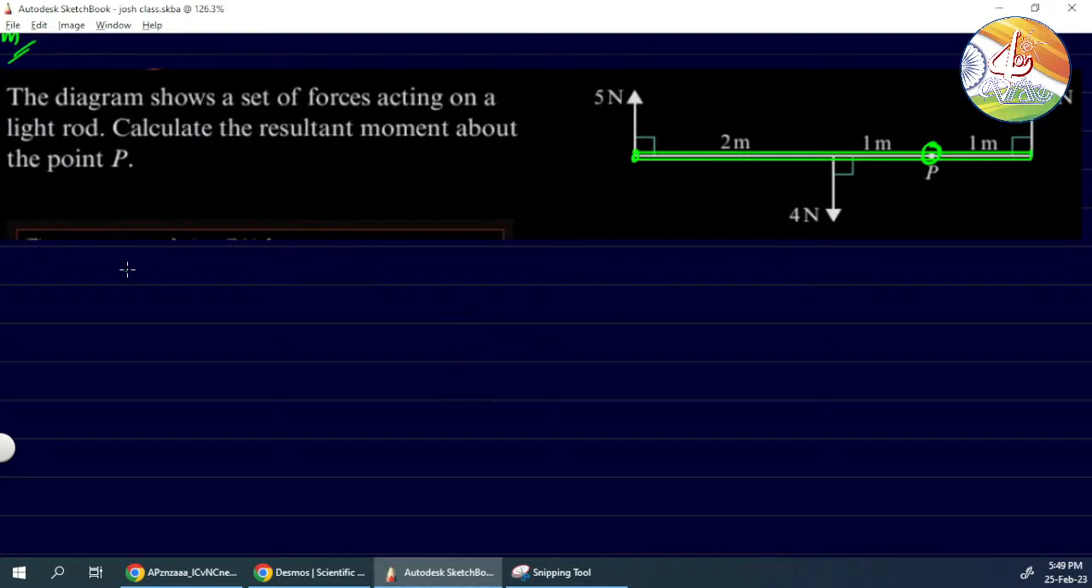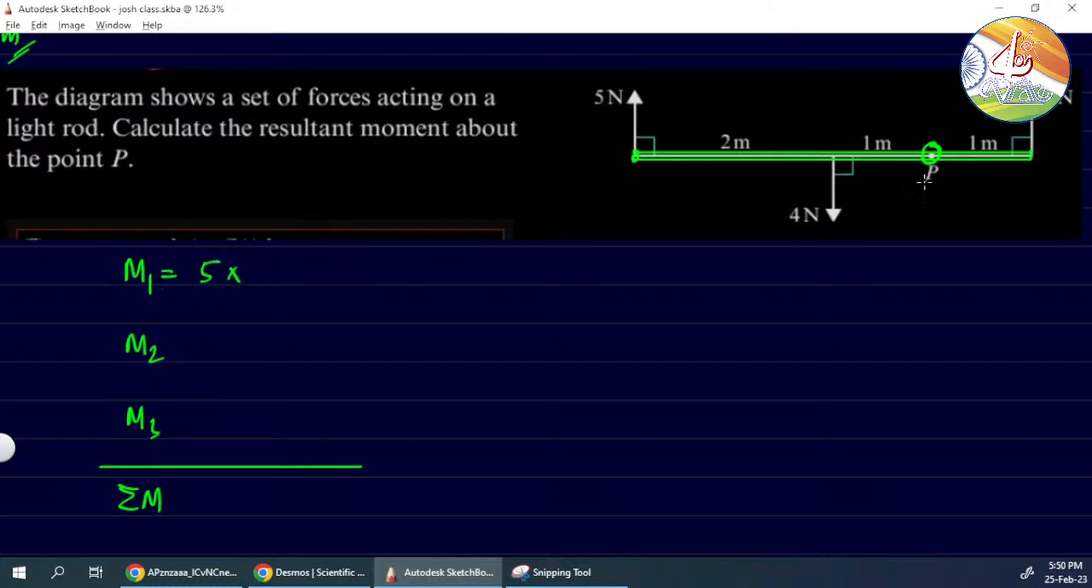So let's take a moment about point P. Because we are finding the sum of all moments, let us call it the sum of MP, or we can find all the moments one by one, like M1, M2 and M3, and then add them all together to get the total moment. So first, the moment due to 5 Newton.